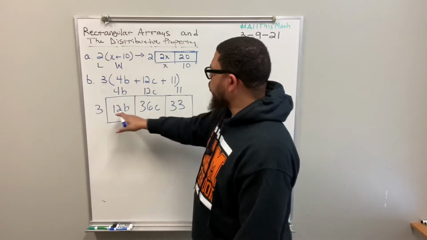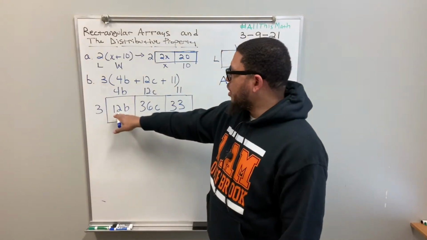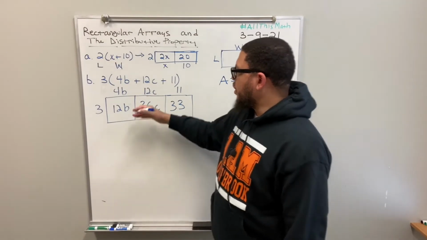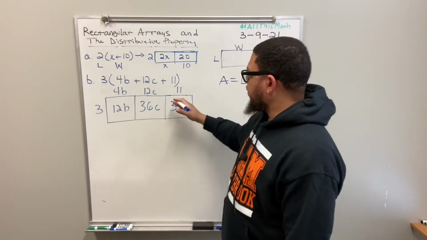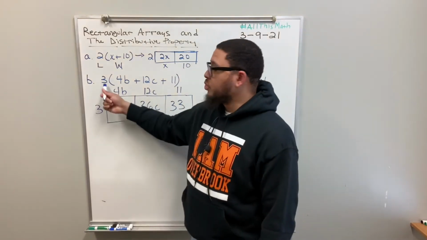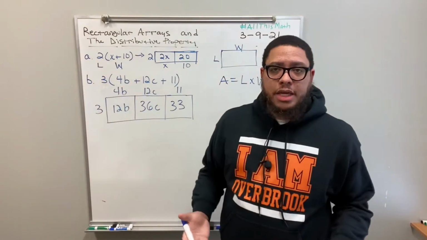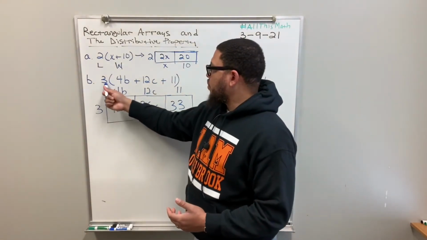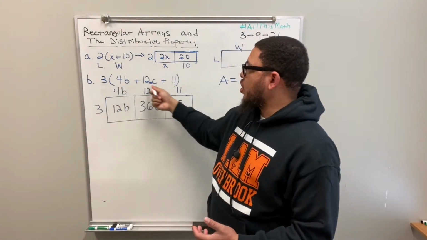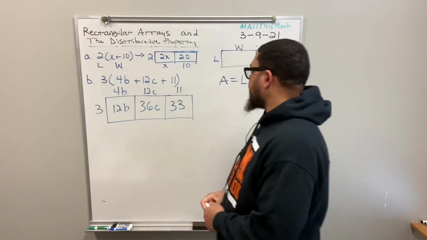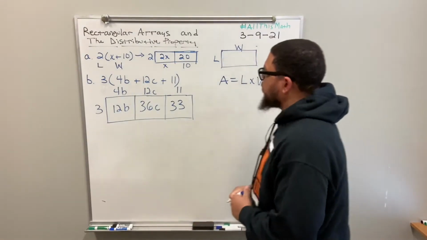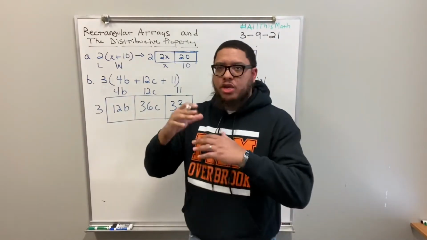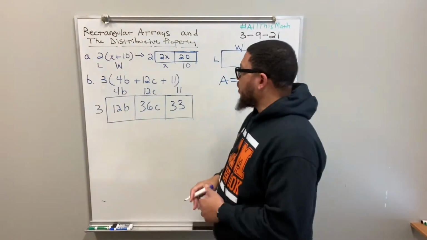Right? So this will be the area, this expression right here. 12b plus 36c plus 33 will be the area of this rectangular array. Right? And also, if you use the distributive property, which is basically what we just did, we just used the distributive property in order to multiply 3 times every term inside these parentheses. Okay? All right. So that's how you set up rectangular arrays. That's how we create rectangular arrays, and that's how we find the area of the rectangle.